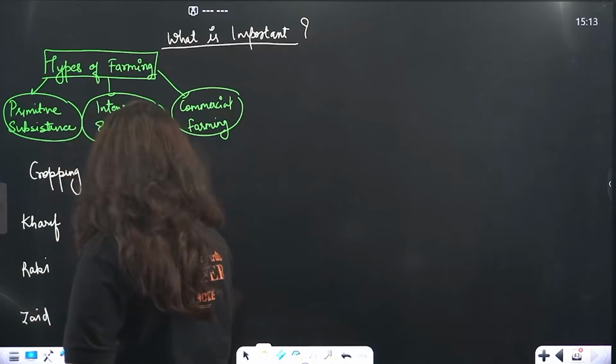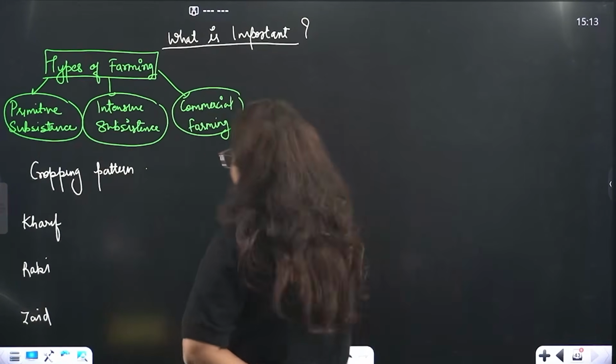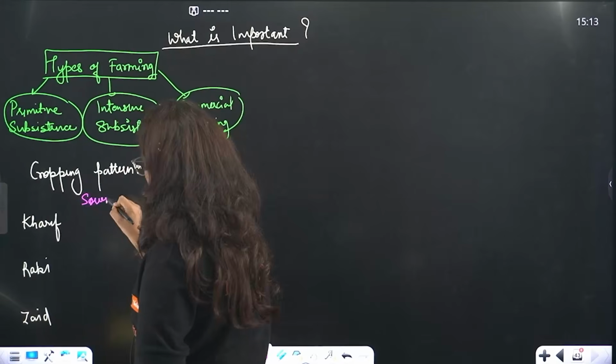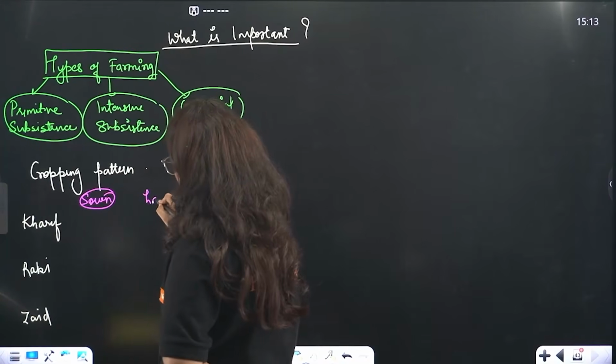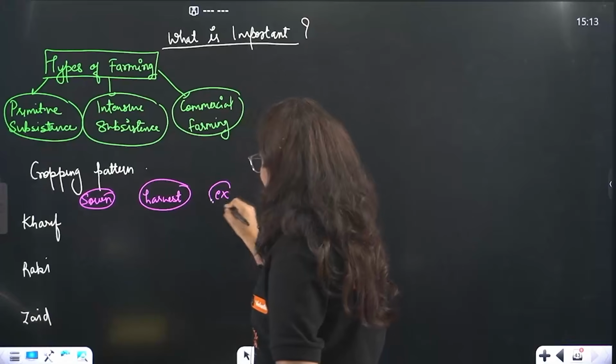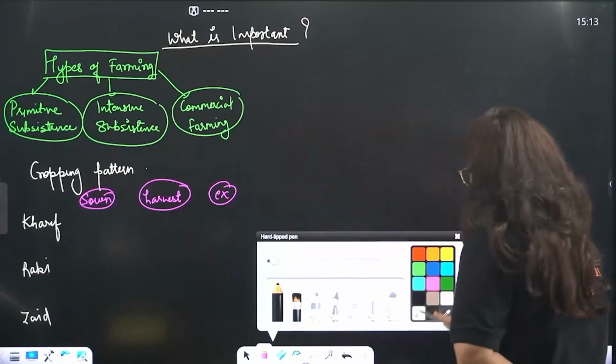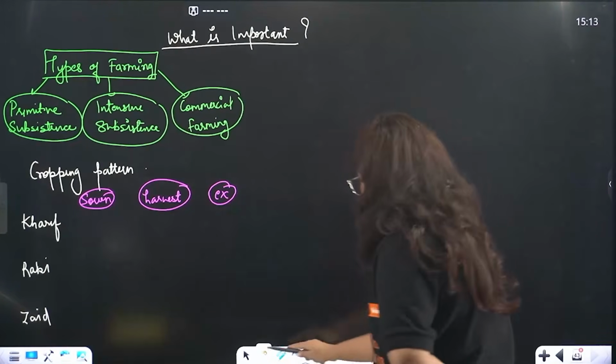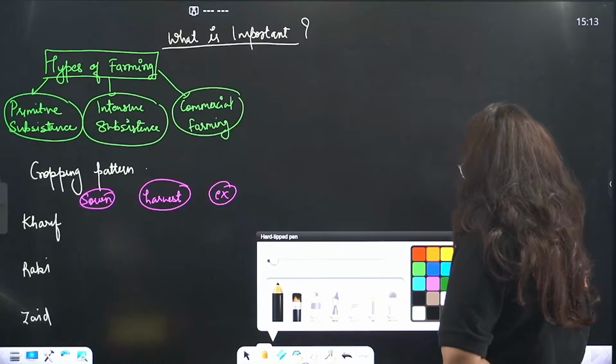So what you have to point out here is when the crop is sown, when the crop is harvested, as well as the example of each. Let's take this one.